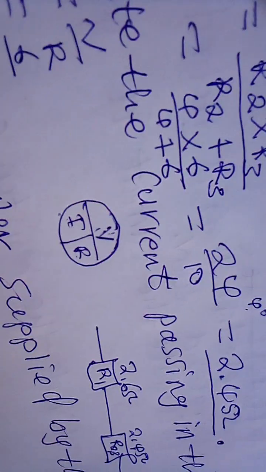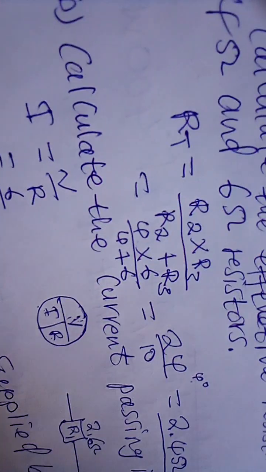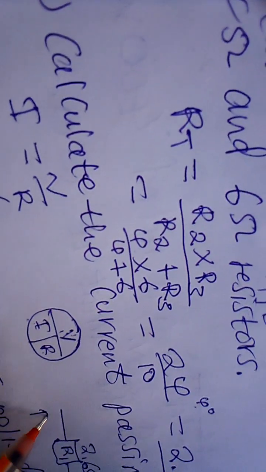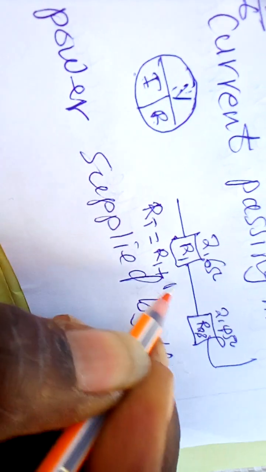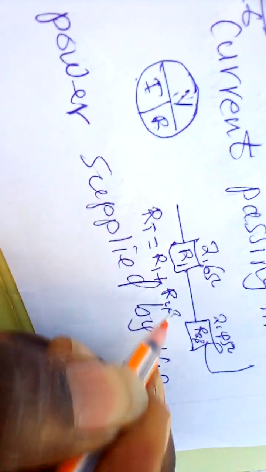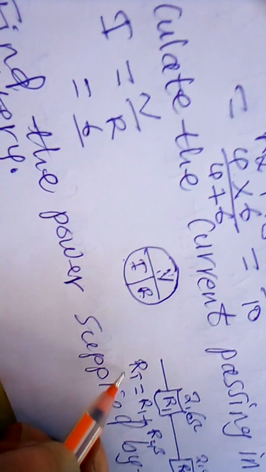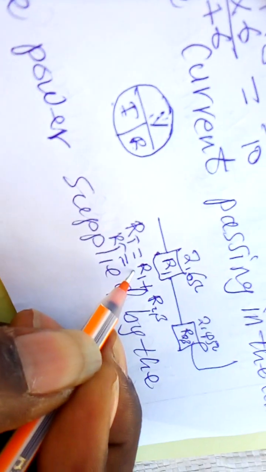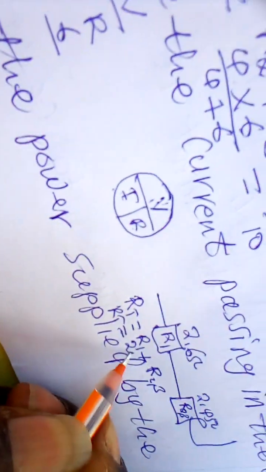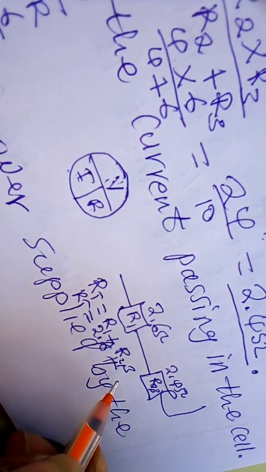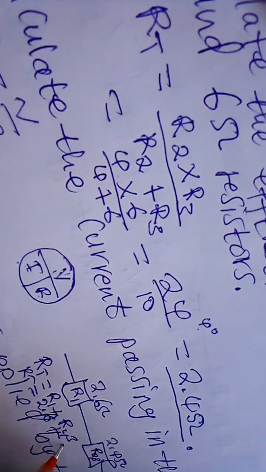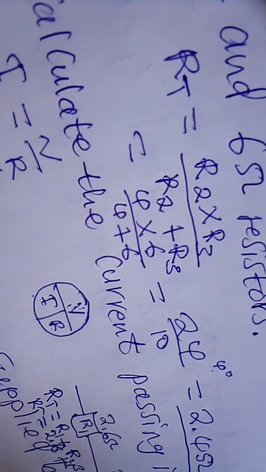Okay, R2,3. Now in this case, we are going to calculate the total resistance: RT is equal to R1 plus R2,3. So RT is equal to R1, which is 2.6, so write down 2.6, plus 2.4.